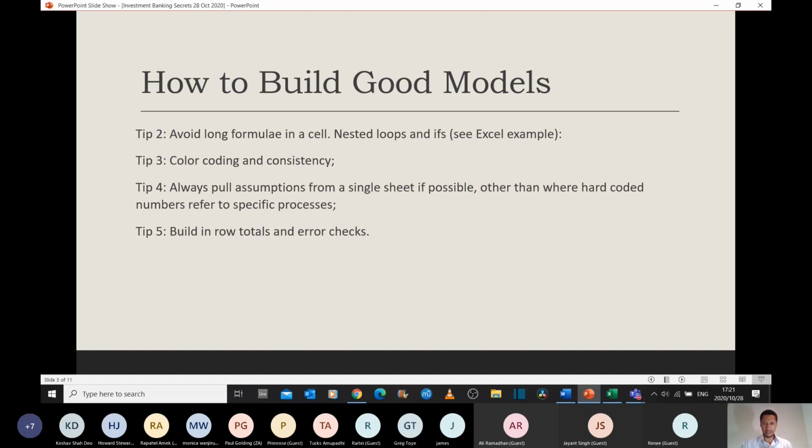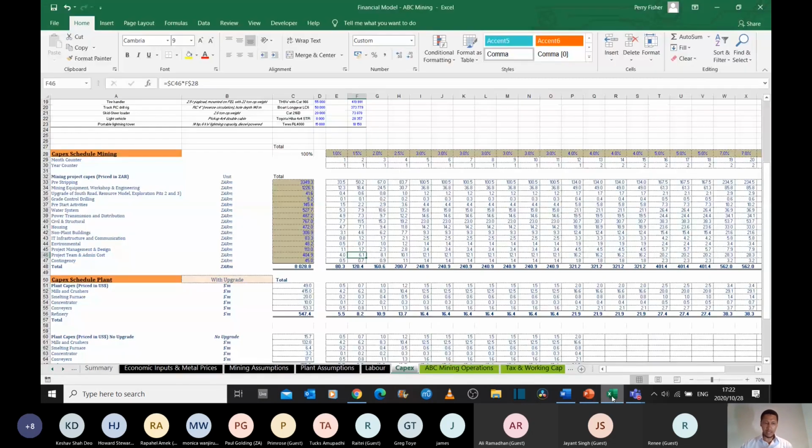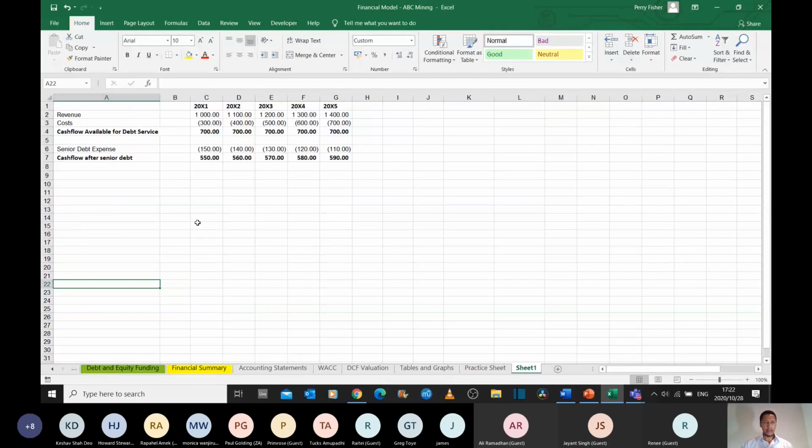Okay. The next tip is avoid long formulae in a cell. Avoid nested loops and ifs if possible. Okay, so let's do an example of avoiding long formulae in a cell and avoiding nested if statements and loops. Loops apply if you're using something like Visual Basic, but we'll just show what a nested if statement is. I prepared this short example.